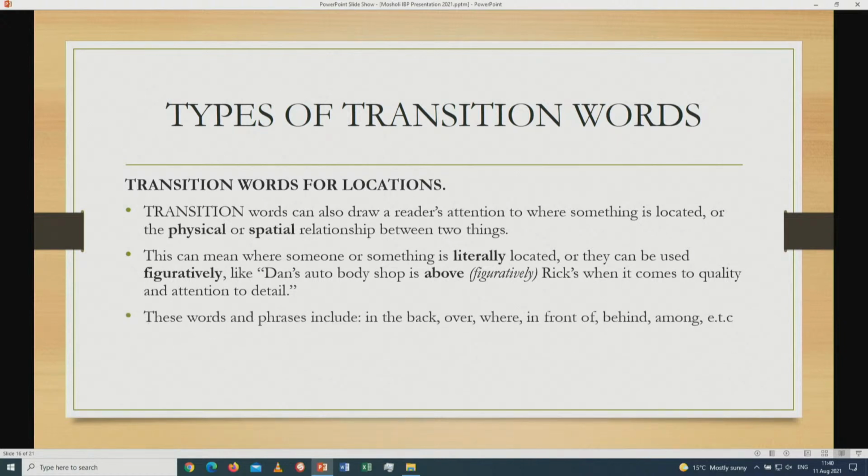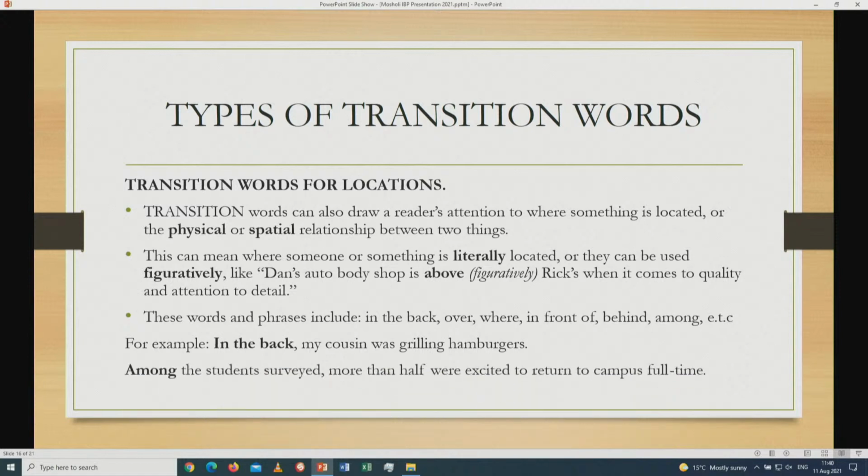These words and phrases include in the back, over, where, in front of, behind, among, etc. For example, in the back, my cousin was grilling hamburgers. Among the students surveyed, more than half were excited to return to campus full-time.